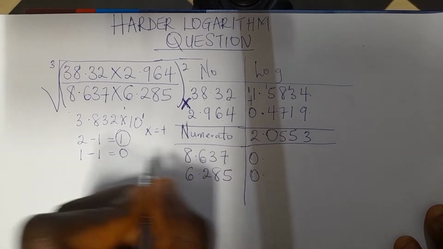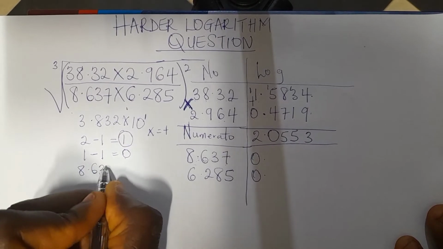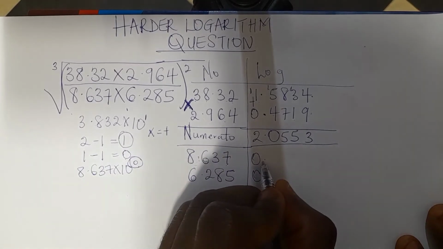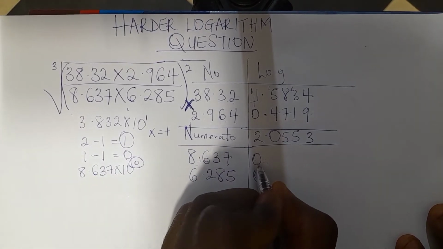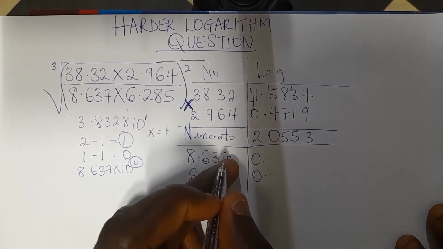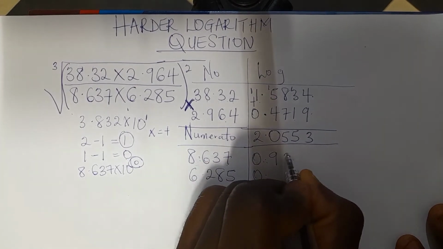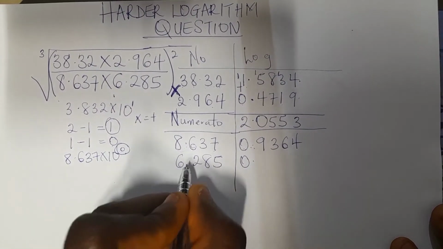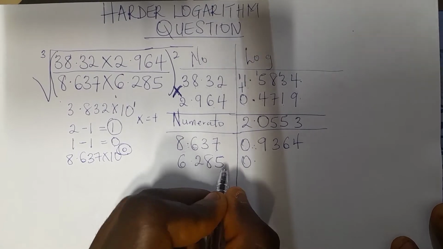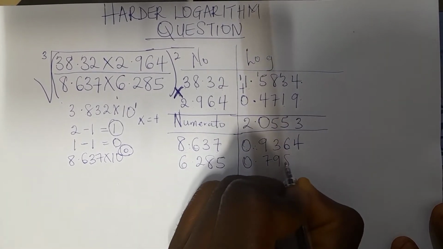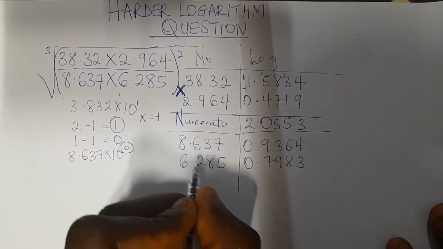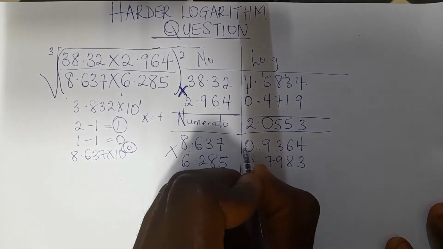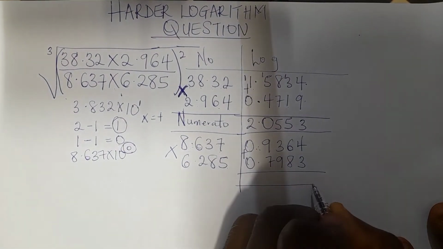Or still changing it to decimal, what's it called? Standard form. It gives you 8.637 times 10 raised to power 0. So raised to power 0 means it will be your integer. So 86 under 3 difference 7 gives us 9364. Okay. Now 62 under 8 difference 5 gives us 7983. Now what sign joins these two? Multiplication sign. Okay, now it means we are adding this. Now adding this together, what will this give us?